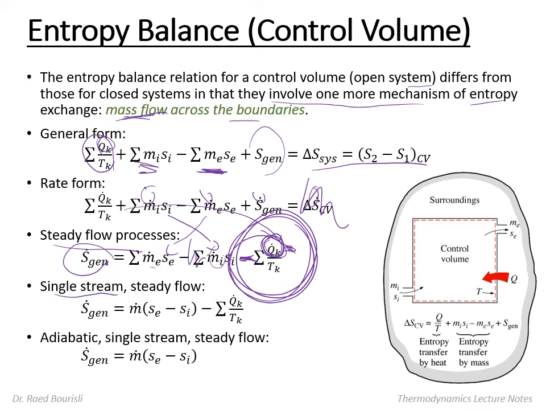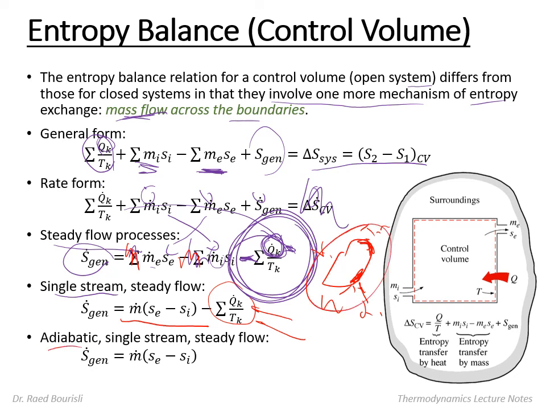For a single stream, I don't need these summation signs. So this will be just m dot times Se minus Si, plus or minus the summation over the locations of heat transfer. If I have this system and there's heat transfer across this boundary, and across this boundary, at T1, T2, T3, I'll sum them up. This is Q1, Q2, Q3. I'll sum all of these. Adiabatic means no heat transfer. This will be just single stream, steady flow. This will be the case. Okay, and this gives me the general case. I think it's a picture out of your book.